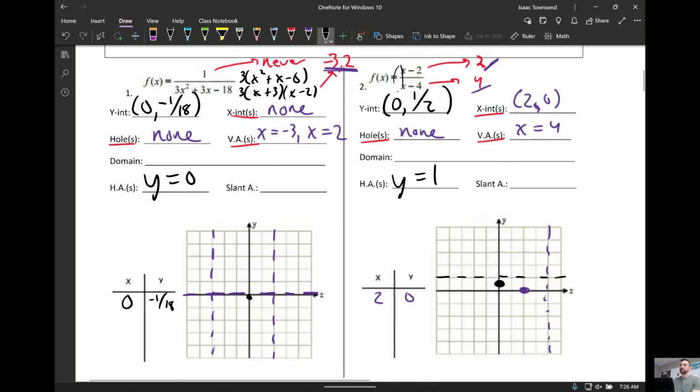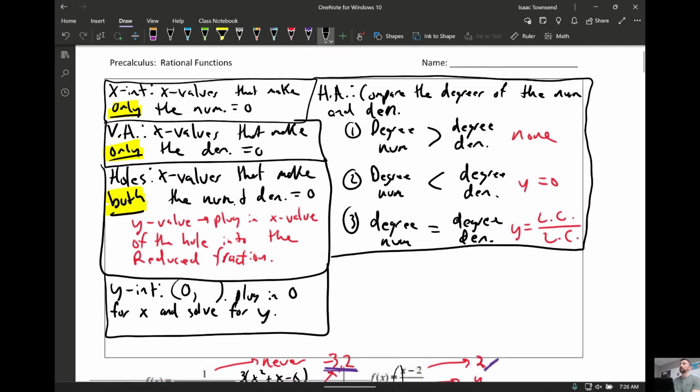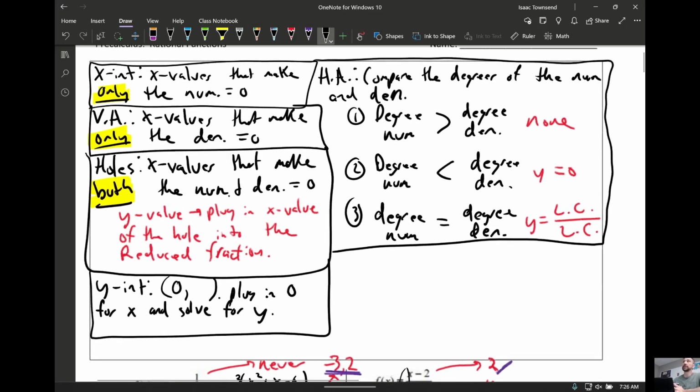So horizontal asymptote, like many of these things, if you know those rules, just like I did those two questions, usually you can just go straight to the answer. Don't need a bunch of work. But if you don't know the rules, then you're just kind of guessing and hoping that it works out.